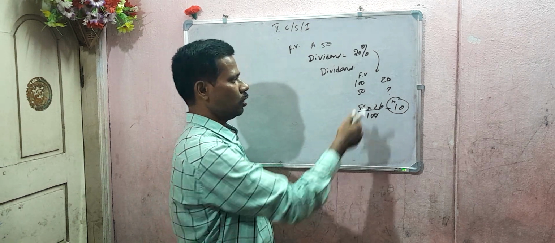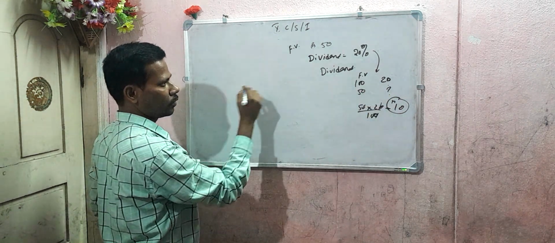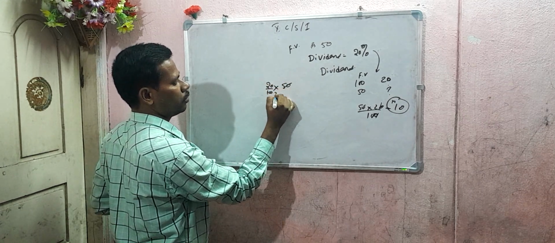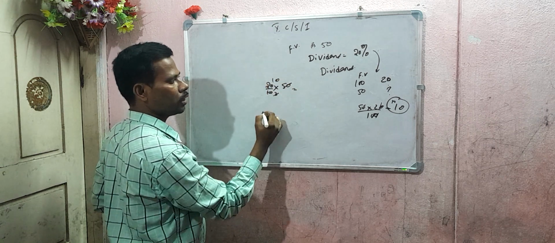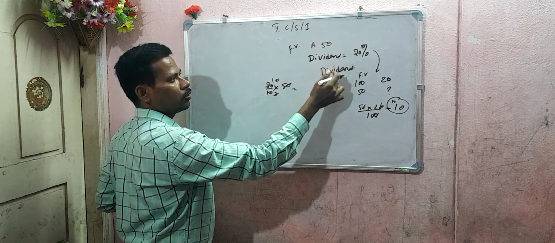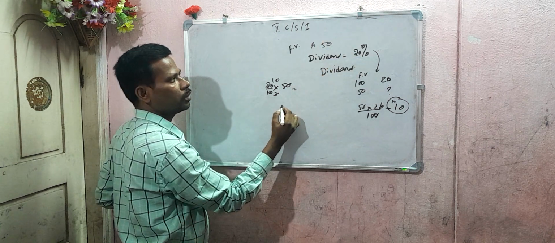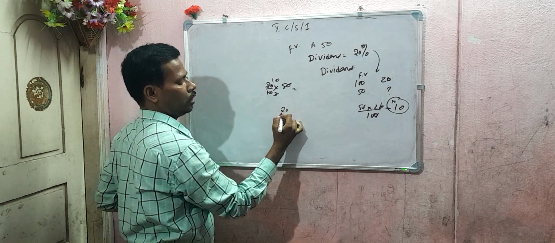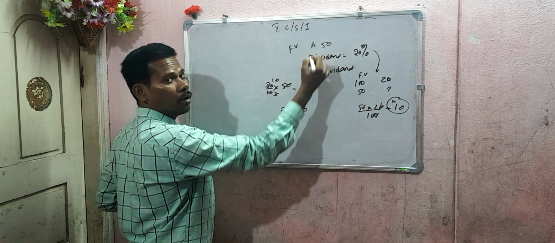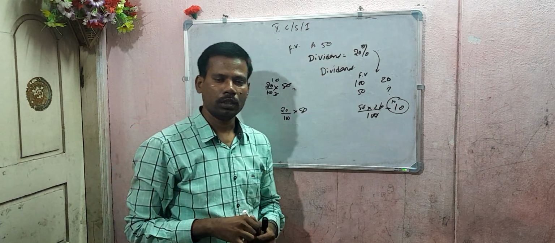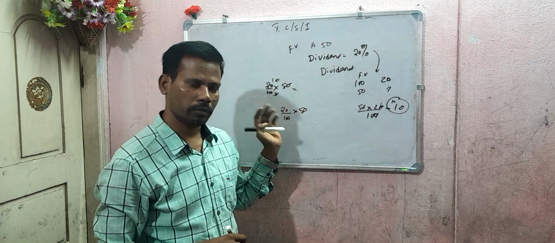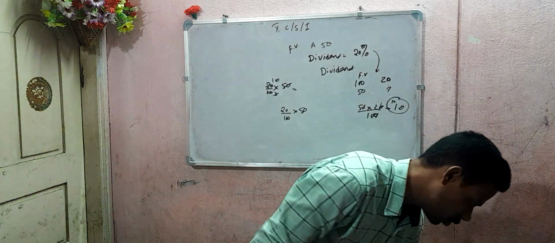But we do not have to do it this way. Simply 20 by 100 into 50. What I am saying is, when dividend percentage is given and face value is given, if they are asking for dividend income, simply remove the percentage symbol, 20 into 50 of it, like that. This is one of the basic parts of shares and dividends. Next question.